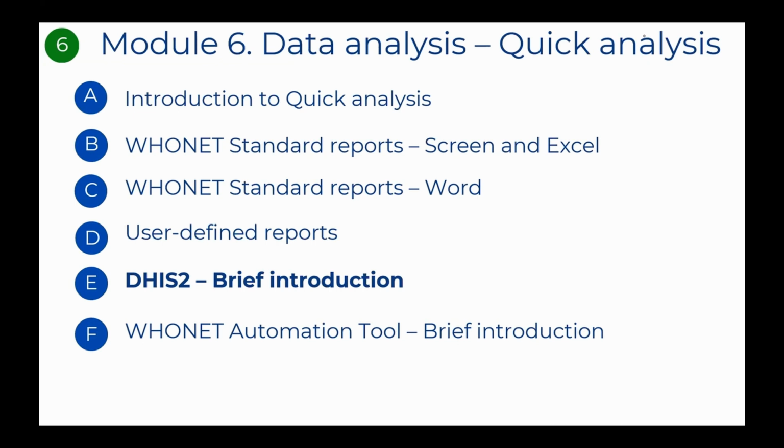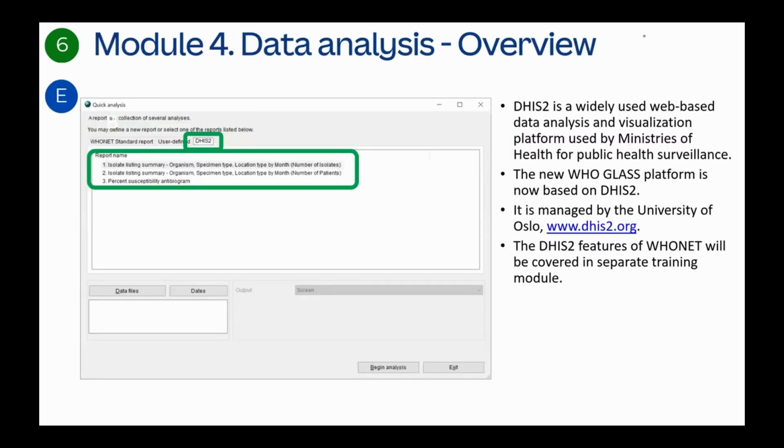We will now move on to a brief introduction to the WHONET DHIS2 analysis features within Quick Analysis. DHIS2 is a widely used web-based data visualization and analysis platform used by ministries of health for public health surveillance. It is used by many countries for tracking statistics for patients with malaria, tuberculosis, HIV, COVID, diabetes, and anemia. DHIS2 is commonly used to organize and track antenatal care visits and childhood vaccinations.